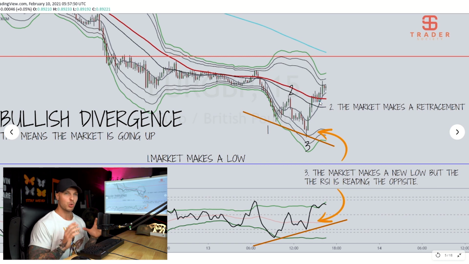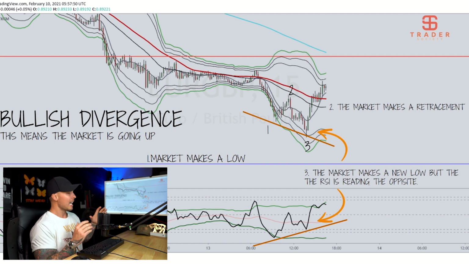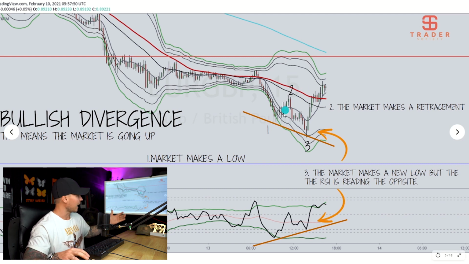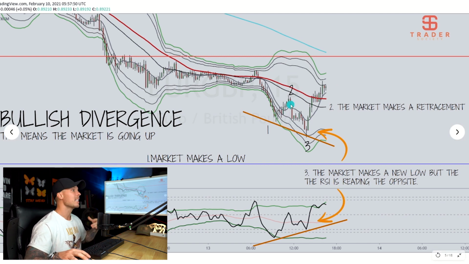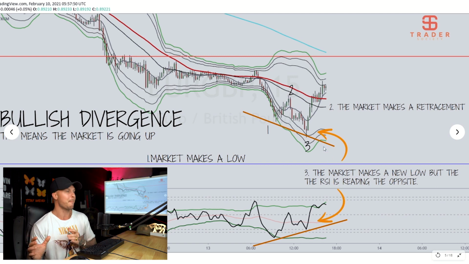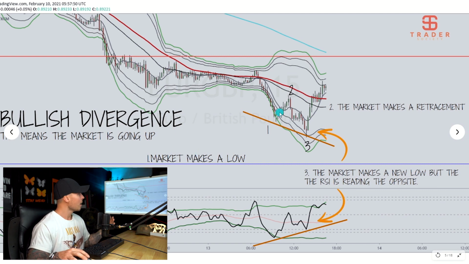The reason the retracement is so important is that it shows us buyers are interested in the market, okay? We want to see bigger candles in that retracement because that means people are interested in buying the market. So when it does that and then makes that new low, we still have people interested in that buying market, okay? The market makes the low, gives us the retracement, and makes that new low.